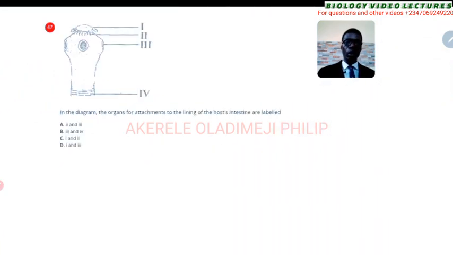In the diagram, the organs for attachment to the lining of the host intestine are labeled. Of course, hook is for attachment, sucker is for attachment. That's two and three. So that's option A. Two and three are for attachment.